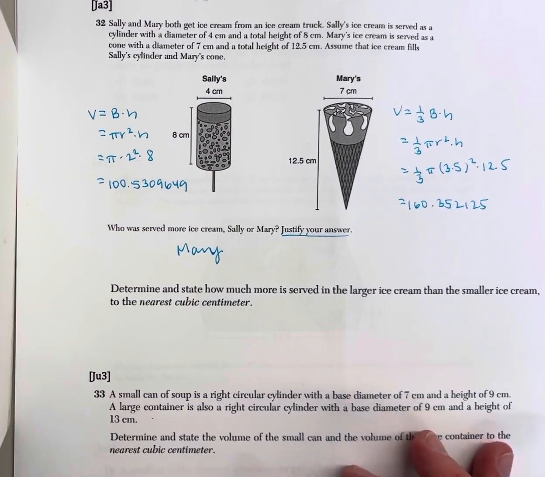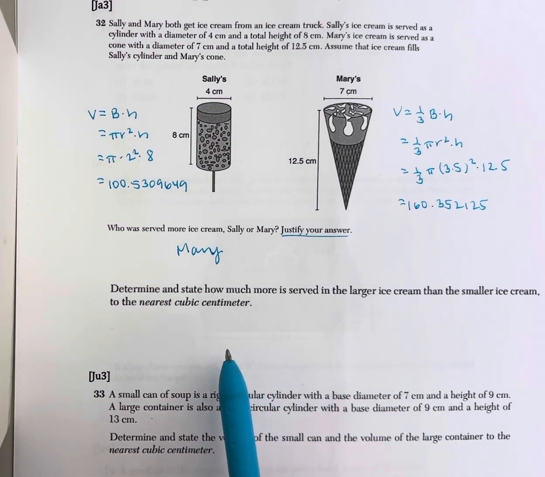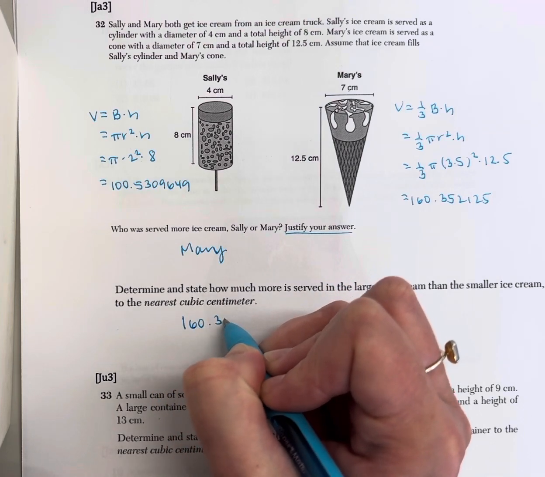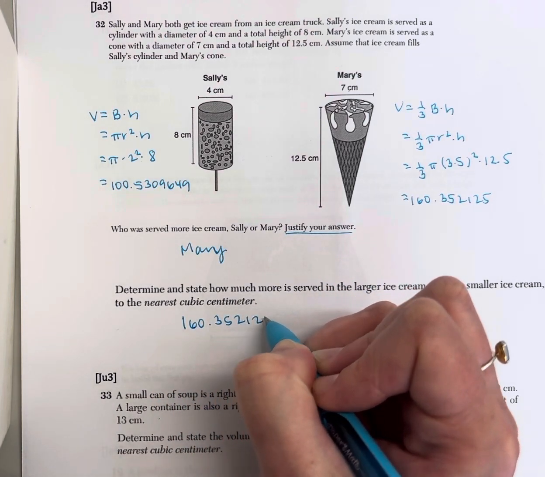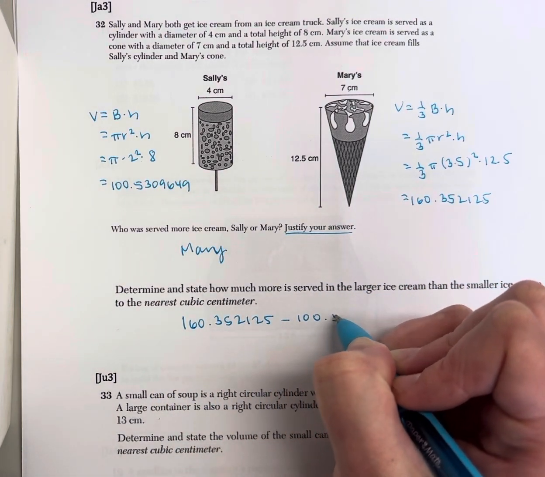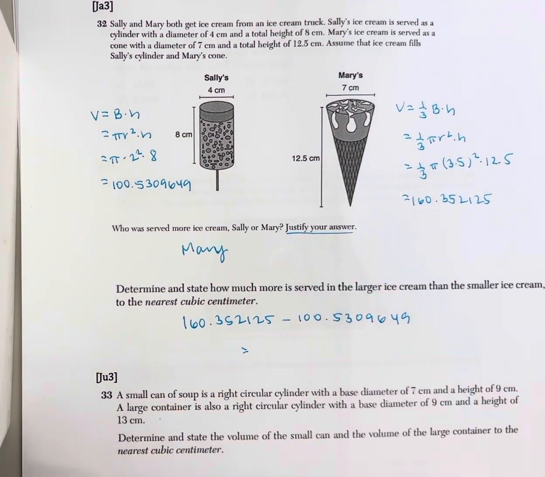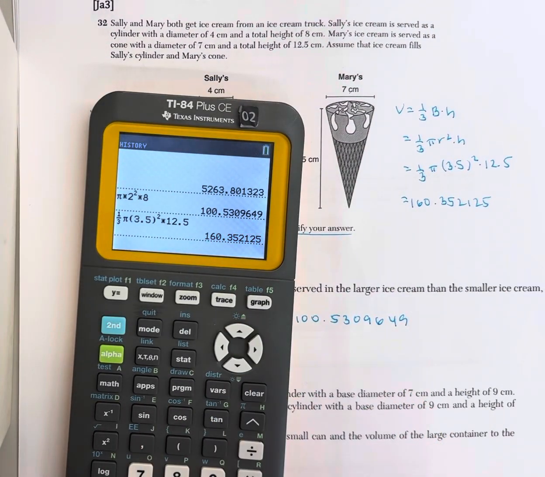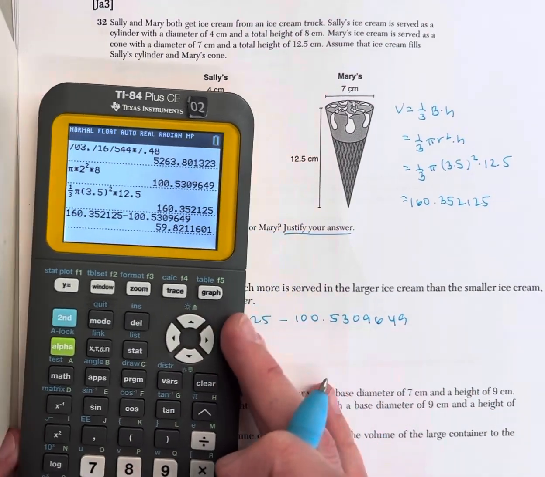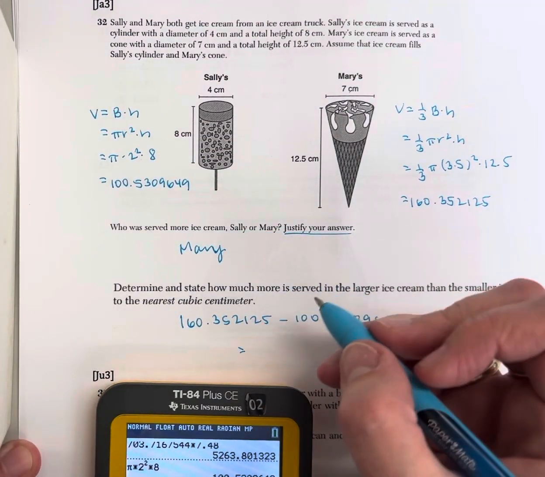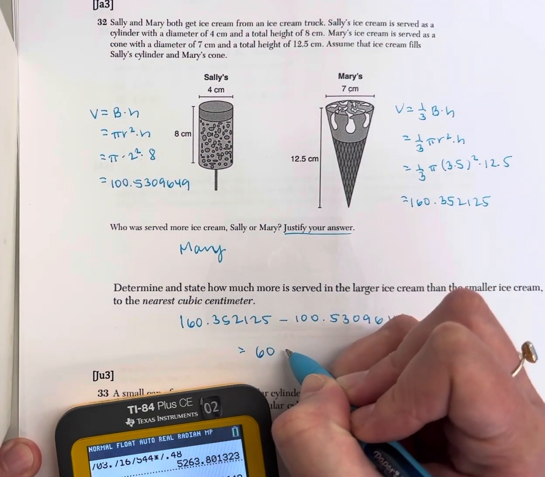Determine and state how much more is served in the larger ice cream than the smaller ice cream to the nearest cubic centimeter. So we'll just have to subtract to figure out how much more. 160.352125 minus 100.5309649. Thankfully, I have these numbers in my calculator. That minus this. 59.8, but we're rounding to the nearest cubic centimeter, so that's going to round up to 60.